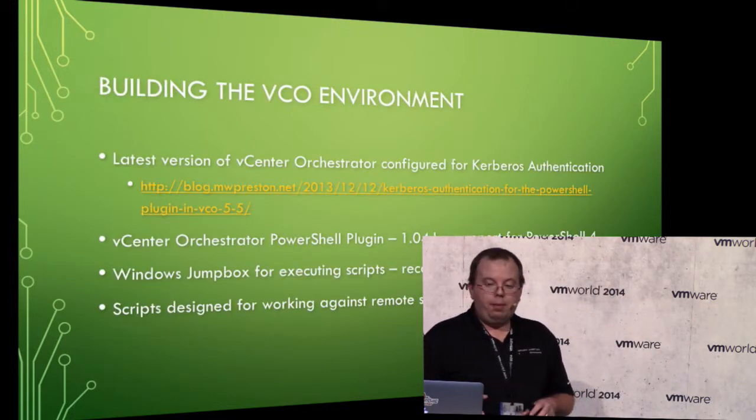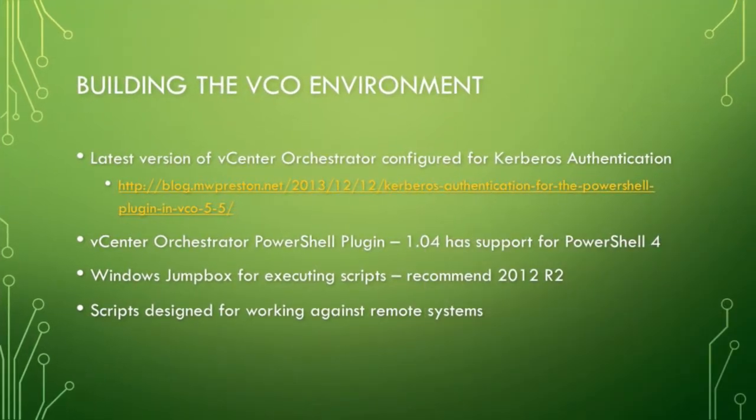So before you can automate Microsoft stacks using VCO, you need to have it set up. And you really need to have the latest version of vCenter Orchestrator, which is currently 5.5.1. And the reason you need to have the latest one is they changed the plugin architecture on it. So if you want to use the latest PowerShell plugin, you need to have the latest version of Orchestrator. You also need to have it configured for Kerberos authentication. If you're using the appliance, it's not part of your Active Directory domain by default. And when you're working with PowerShell against remote Windows systems, you need to have Kerberos configured.